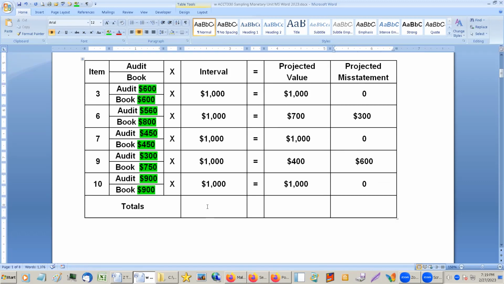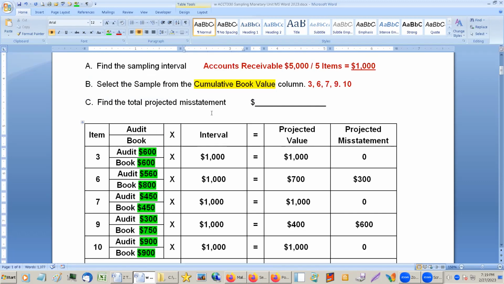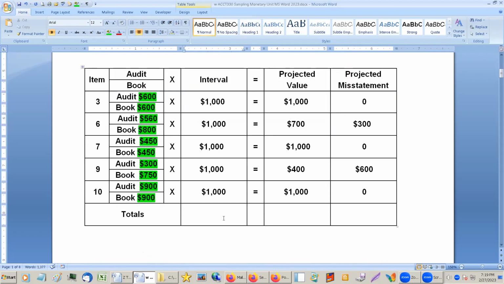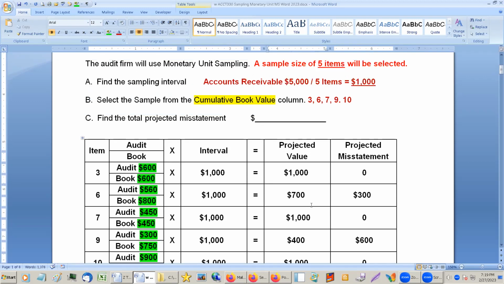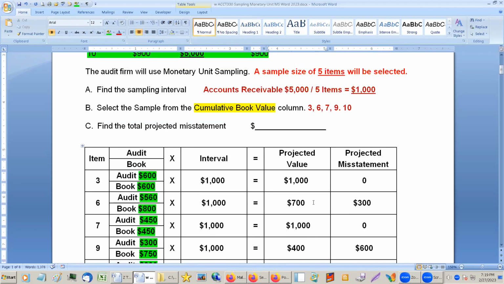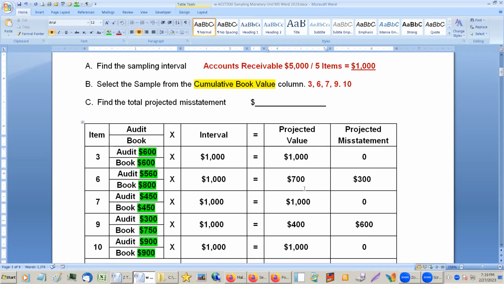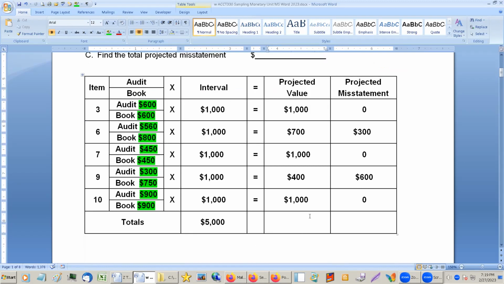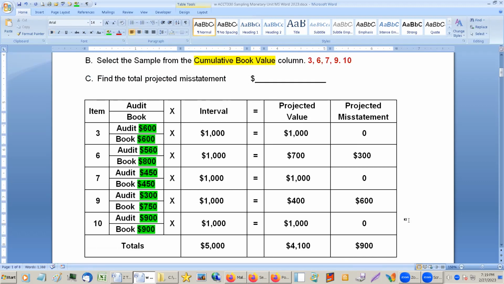Now, if we add all of them up, all the intervals added together will be the 5,000. The projected value is 4,100, and the projected misstatement up here would be 900.